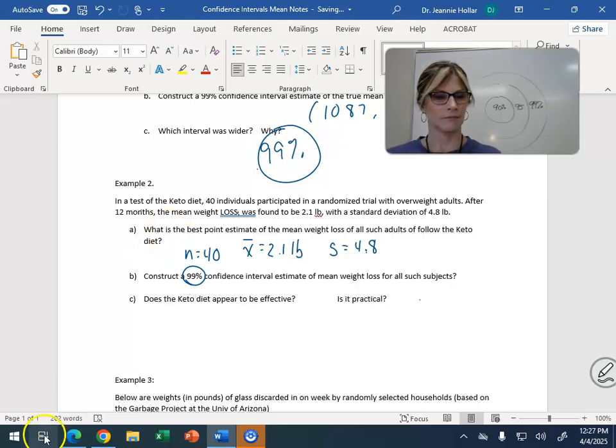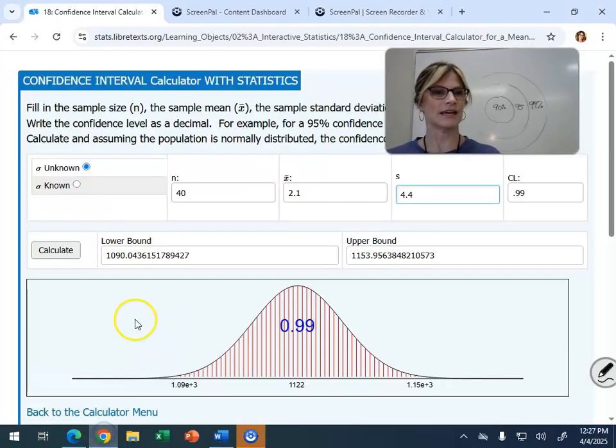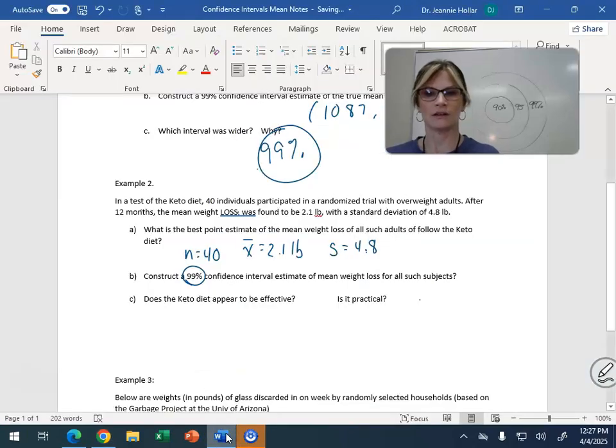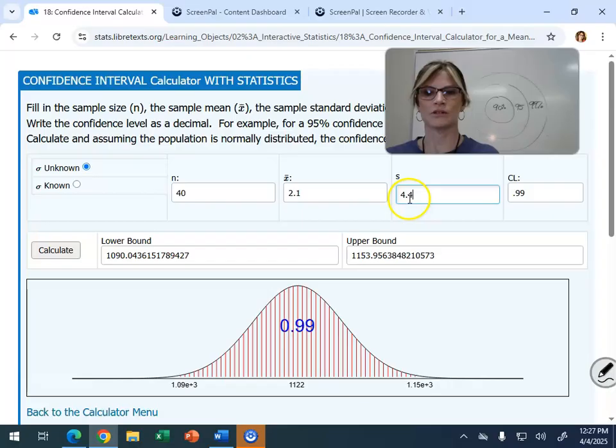Okay, so this time sigma is unknown. We have 40 individuals. Mean is 2.1. The standard deviation is 4.8.